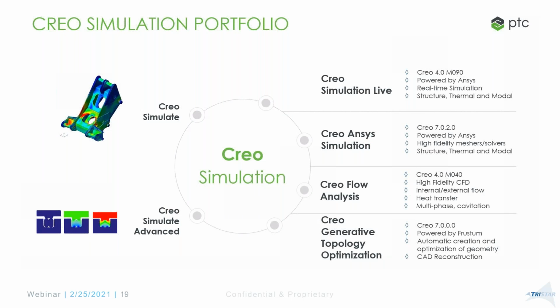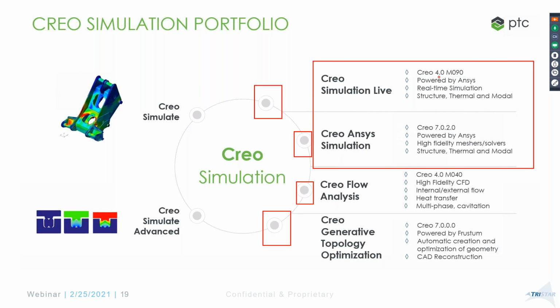But now with the ANSYS-powered solutions, there's a lot more in here. You could see a few additional products being added in the last couple of years, some of them recently, like Creo Generative Topology Optimization, the Frustum-based AI, and Creo ANSYS Simulation. These 2 are the ANSYS products right in here. One starting in Creo 4, the next starting in Creo 7.0.2.0.